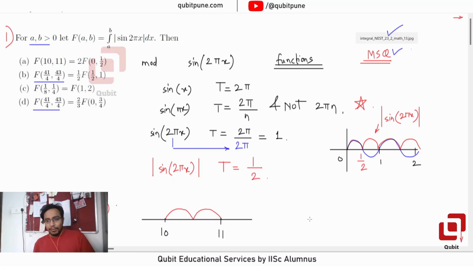Now when it comes to 0 and 1/2, how many cycles will be there? Only 1 cycle, because that's the period of mod of sine 2πx. But you are multiplying it by 2. So will option A be right? Yes, A will be right, because this area equals 2 times this area.